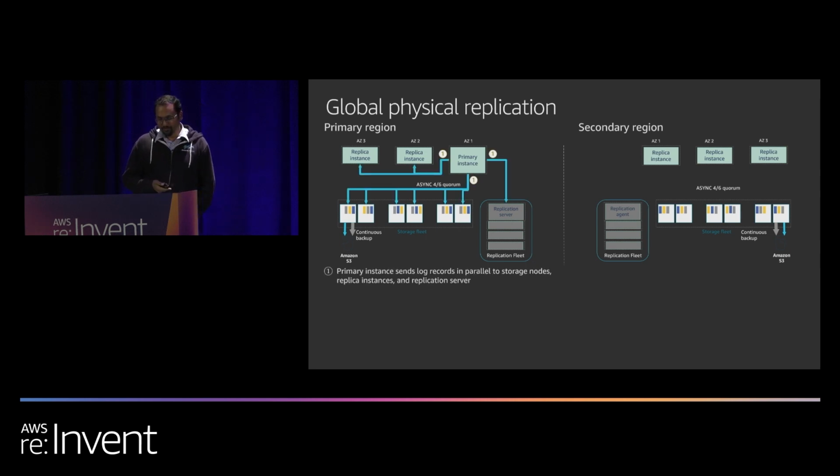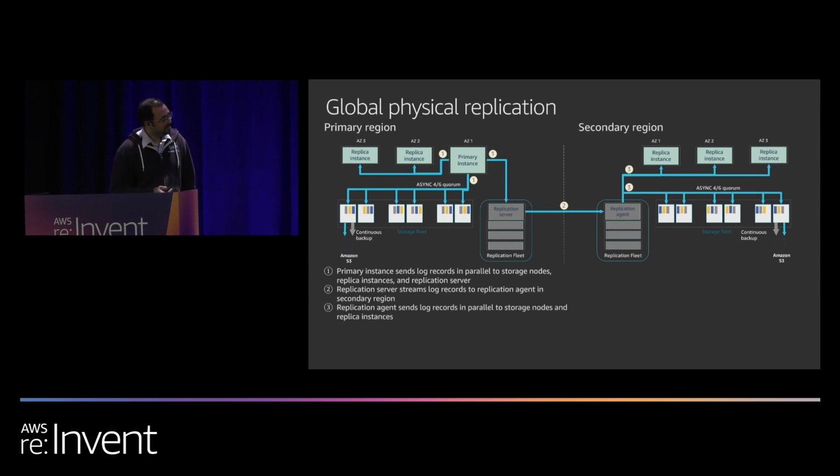Essentially, we take the log records and we ship it to a different region, and I'll explain it here. In this particular case, the primary database instance is sending the log records to storage nodes, to achieve the 4 out of 6 quorum, and it is sending to its peers, the read replicas within the database cluster, and it's also sending it to the replication server, which then takes it and sends it to a different region, to the replication agent there. And the replication agent now behaves as a writer. And it sends to the replica instances and also to the storage.